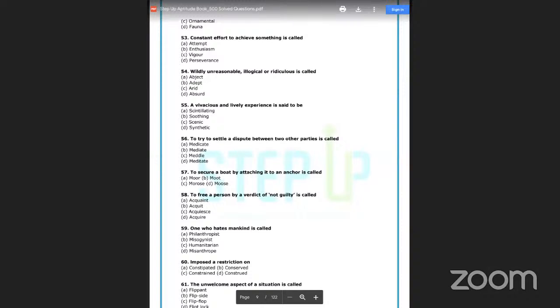Yes, so what do you mean by moor? M-O-O-R, moor means to attach a boat or a ship to a fixed location. That's the answer. Then moot, M-O-O-T, moot means propose or put something forward.